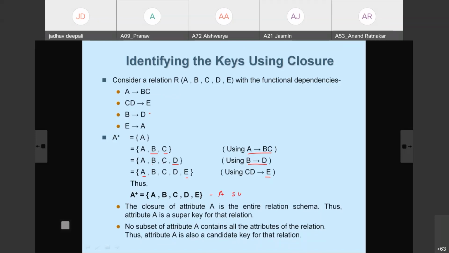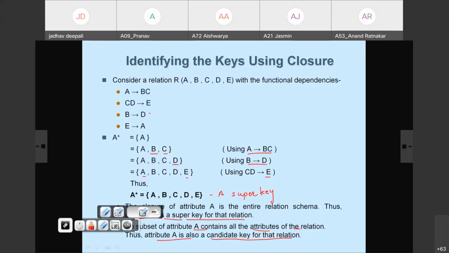A is a super key. Why? Because its attribute closure result contains all the attributes of the relation. So attribute A is the super key of that relation. Now, is it a candidate key? Yes. Why? Because it is a single attribute, so no subset of attribute A contains all the attributes of the relation. So A is also the candidate key for the relation.